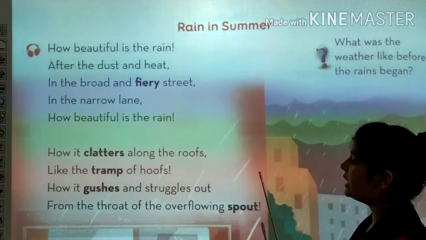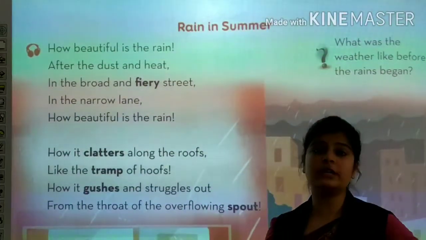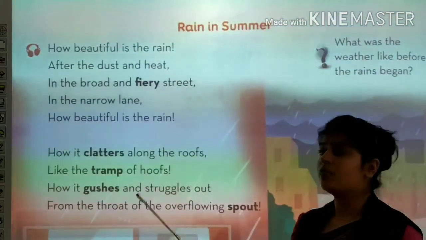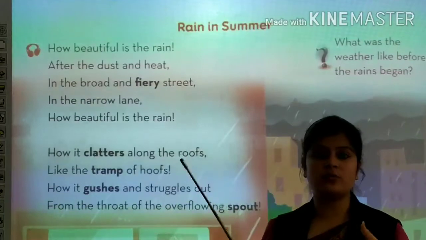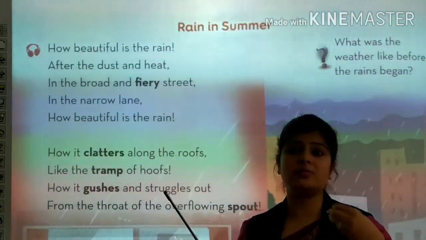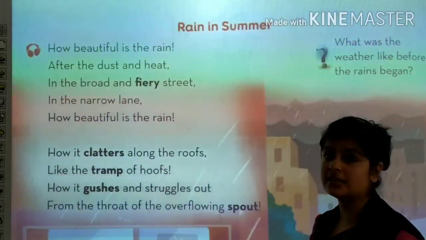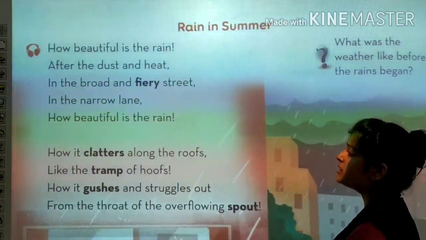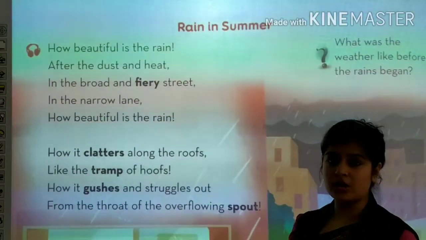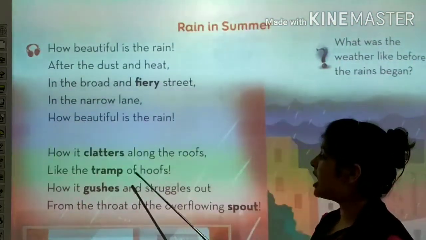The poet is looking at the rain and he is saying that when it comes on the roof, it produces a clattering sound. Clattering means when two objects strike each other, and a sound is produced, उससे जो sound produce होता है, that is clattering, that is clatter sound. So the poet is saying how it clatters along the roof. When the rain comes on the roof, it produces a clattering sound. Okay, like the tramp of hoops.